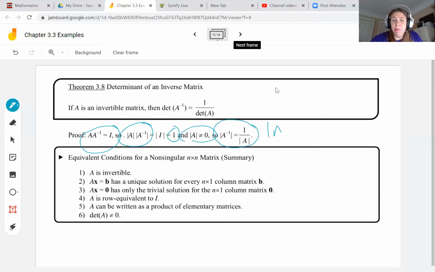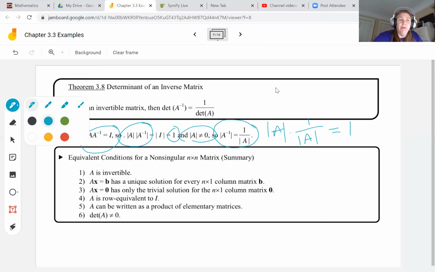You could see it this way: the determinant of A multiplied by its multiplicative inverse, 1 over the determinant of A, equals 1. So we know this must be the determinant of A inverse right here, 1 over the determinant of A.